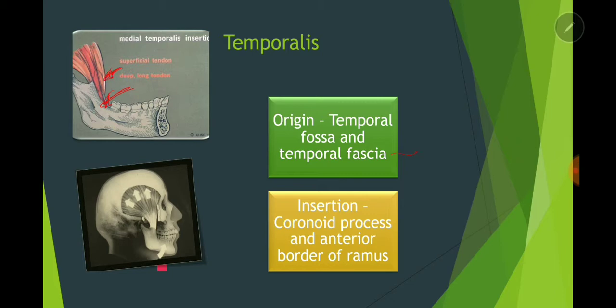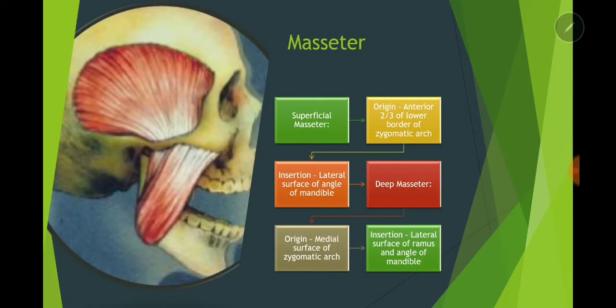So the origin of the temporalis muscle is from the temporal fossa and the temporal fascia, and it inserts onto the coronoid of the mandible and also the anterior border of the ramus. The anterior border of the ramus has the temporalis muscle. So remember that.